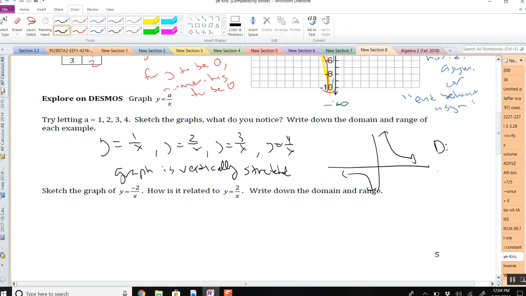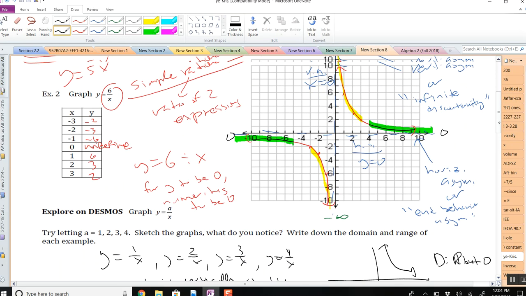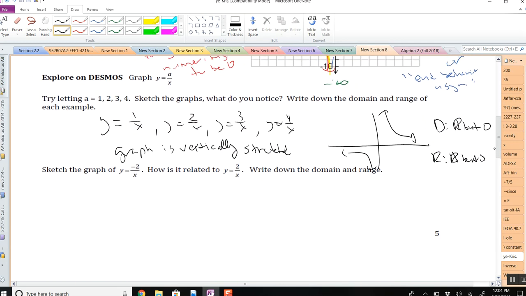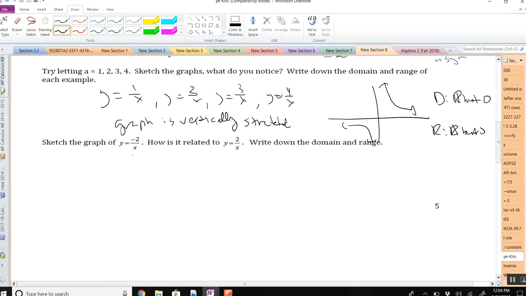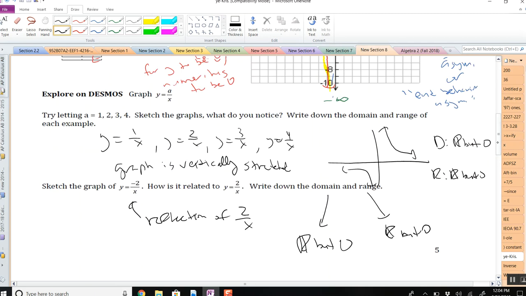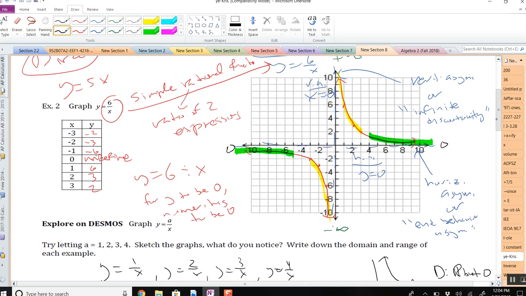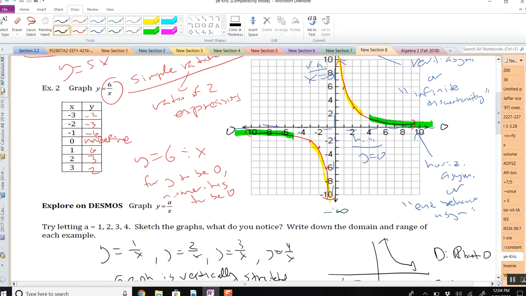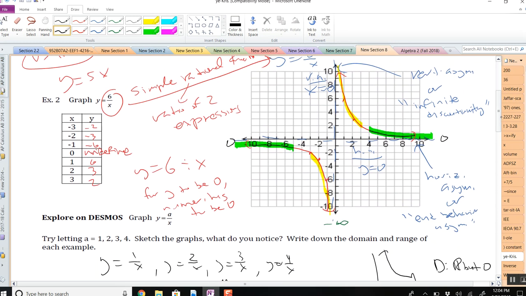Domain and range. Domain is going to be all real but 0. Range is going to be all real but 0. And that was actually true for example 2. We didn't really talk about that. Between these two, that's a reflection of 2 over x, because you have the negative out in front. The domain and range are still the same thing, all real but 0. Again, just look at the graph. The domain's pretty obvious. We know we can't plug in 0 for x because we can't divide by 0. And for the range, we just see that y doesn't equal 0.